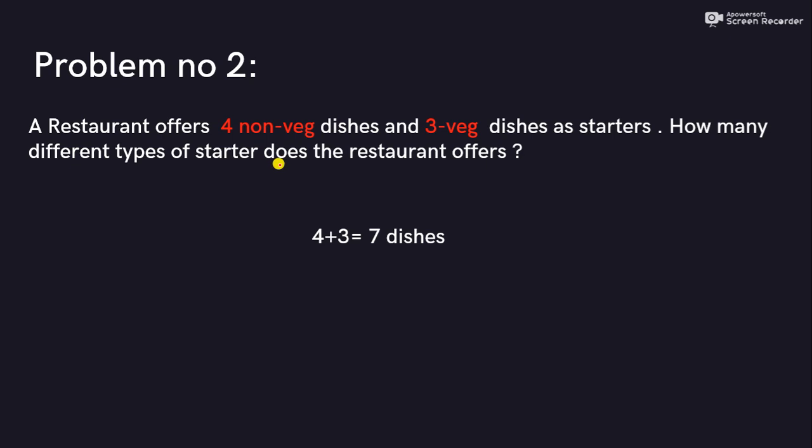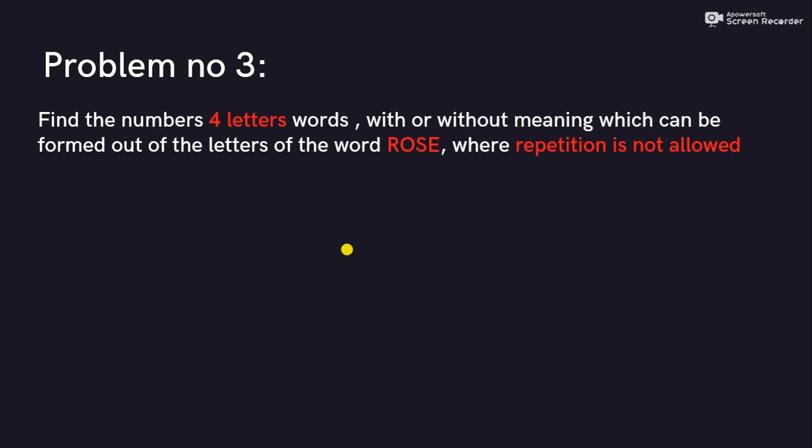So here we also need to use the addition principle. The addition principle says that if there are n ways of doing one thing and m ways of doing another thing, but we can't do both at the same time, then we use n plus m ways. So in total we have 7 dishes, that is 4 plus 3. Here I'm going to give you another problem. We need to find the number of 4-letter words with or without meaning.